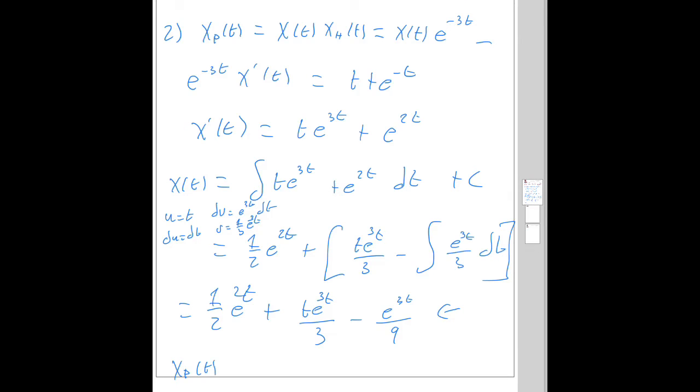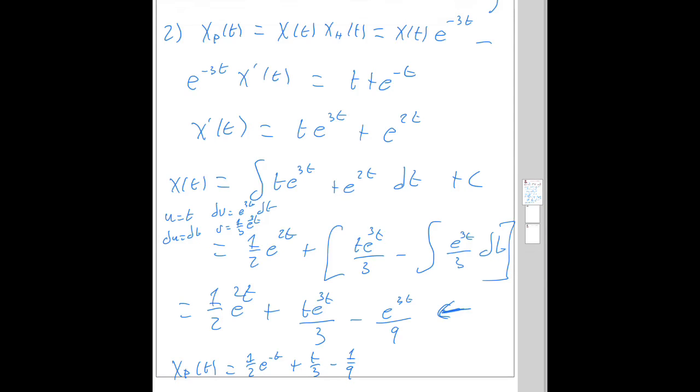Okay, and so what this tells us is that the particular solution then, again, I'm just going to multiply this whole thing by the homogeneous solution. So this is 1/2 e to the minus t plus t over 3 minus 1 over 9. I did the same thing. I'm not giving myself enough room. Okay, one more time. So this will be, again, I'm going to multiply everything by e to the minus 3t. So this is 1/2 e to the minus t plus t over 3 minus 1 over 9.